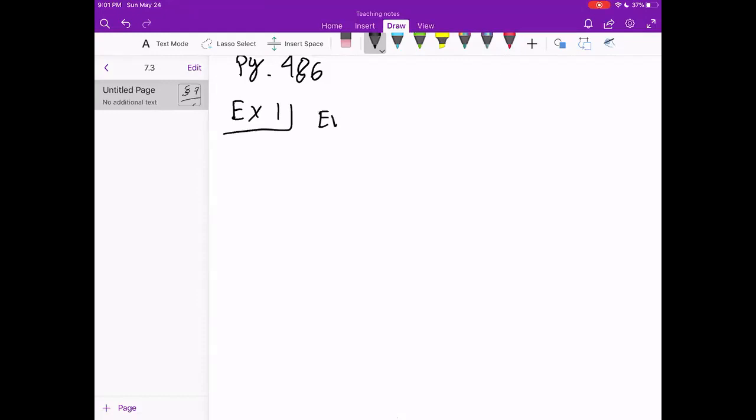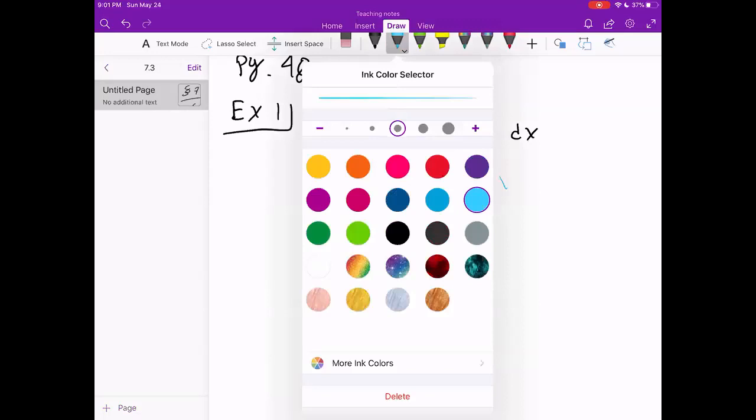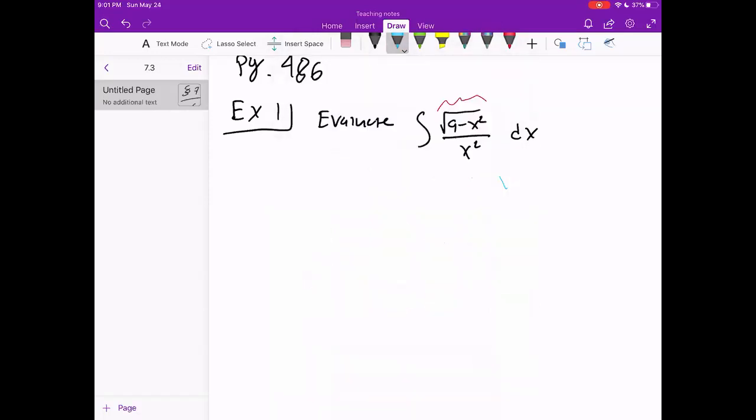So example 1 is to evaluate the integral of the square root of 9 minus x squared over x squared dx. And so the point is, I have this square root thing that I didn't know how to deal with before. But now that we have that chart, we know how to deal with it. I'm going to start doing my scratch work in blue here. So what I'm going to do first is my trig substitution.